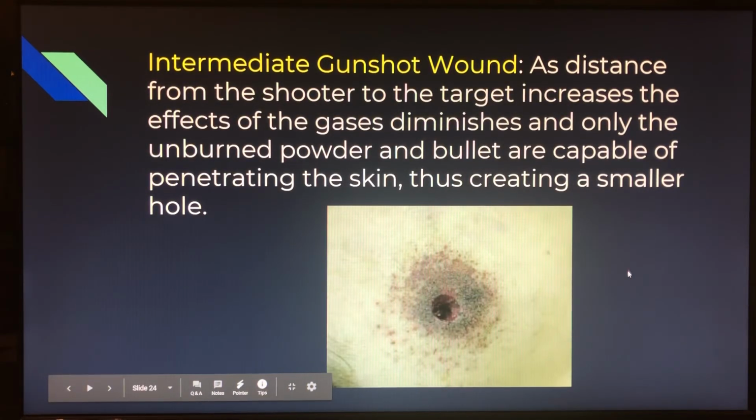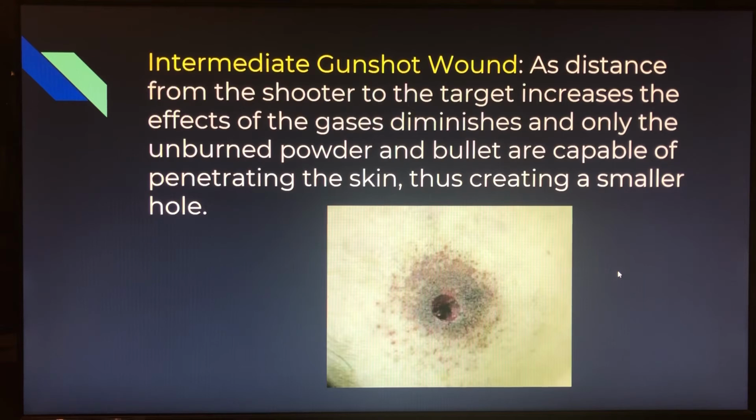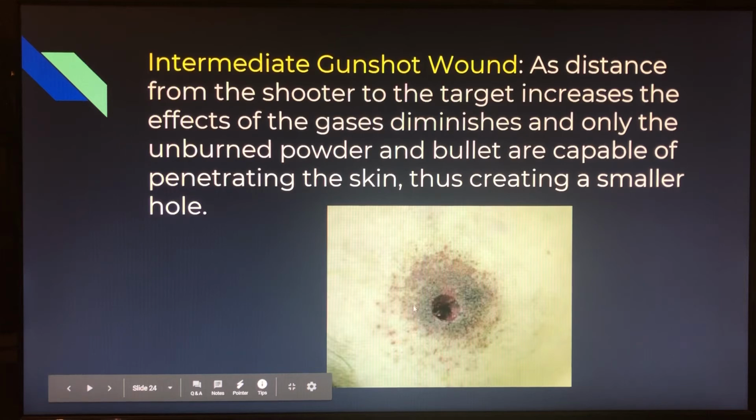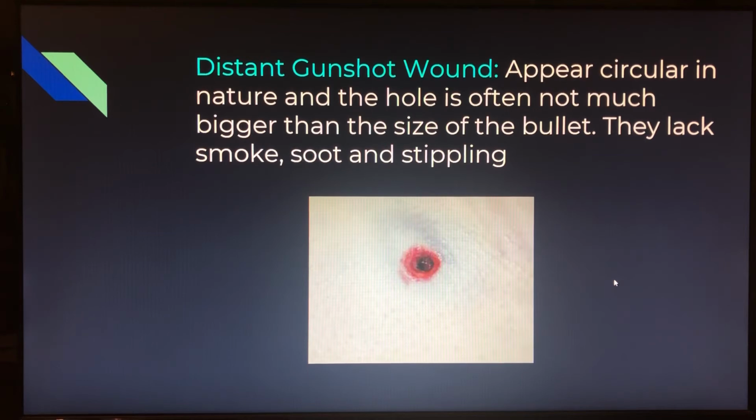The next distance is the intermediate gunshot wound. As distance from the shooter to the target increases, the effects of the gases diminishes, and only the unburned powder and bullet are capable of penetrating the skin. So this is the unburned powder and the bullet hole. And so this thus creates a smaller hole. So distant gunshot wounds are probably the farthest, and they appear circular in nature, and the hole is often not much bigger than the size of the bullet. These gunshot wounds also lack the smoke, the soot, and the stippling.